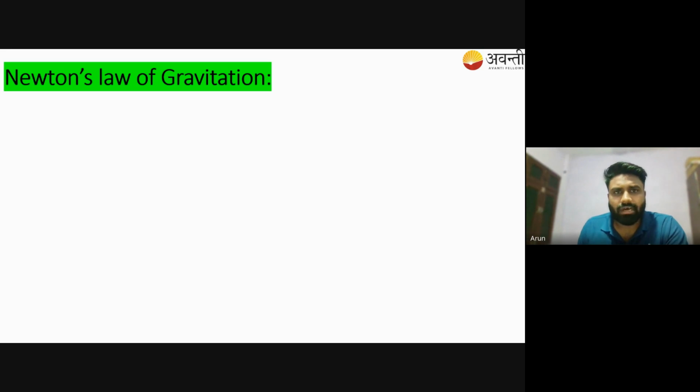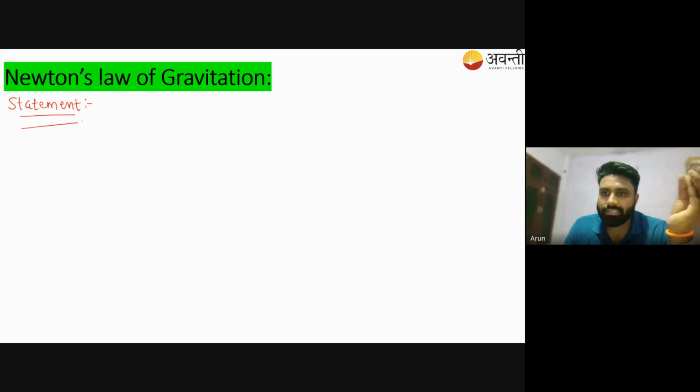So Newton's law of gravitation. Note down the statement of this law. Newton's law of gravitation says that each and every particle which has some mass present in the universe tries to attract another particle having some mass. So there is a force of attraction between each two particles in the universe. Every particle present in the universe will experience a force of attraction by other particles.